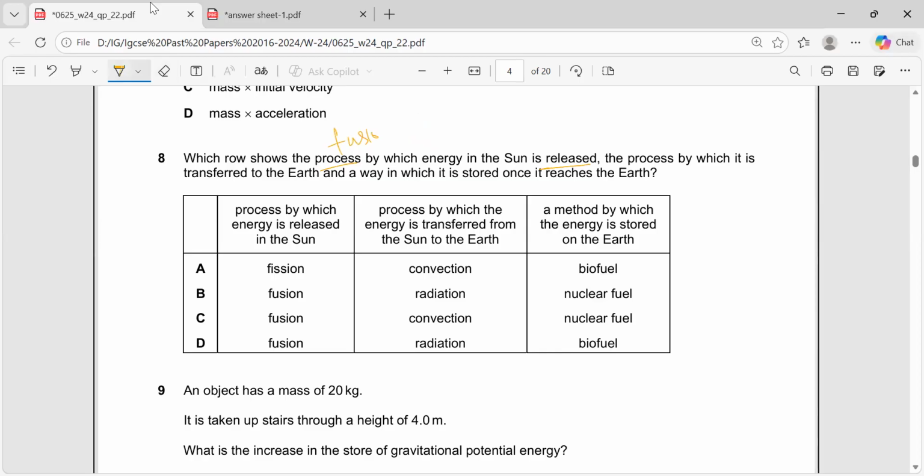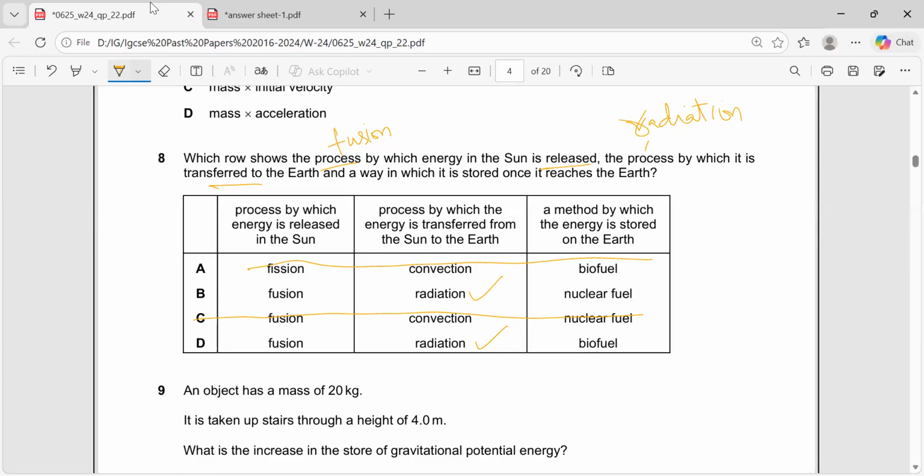Not only the sun, but all the stars are powered and fueled with the help of nuclear fusion. So option A is out. Fission is not there. All three are fusion. Then the process by which it is transferred, that is radiation, because it can take place even in vacuum. So if it is radiation, C is also out. So we have to think about B as well as C.